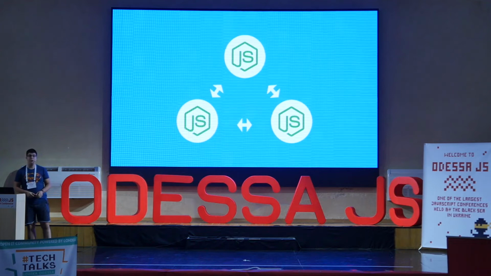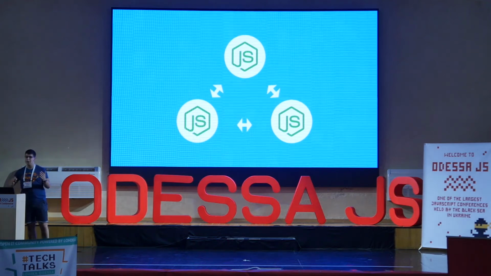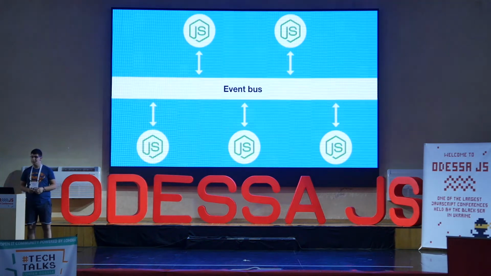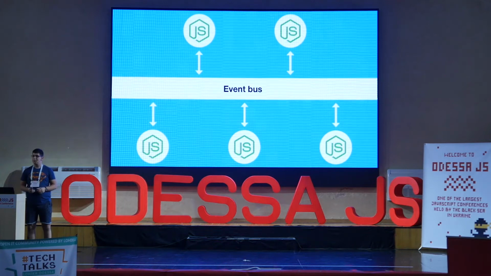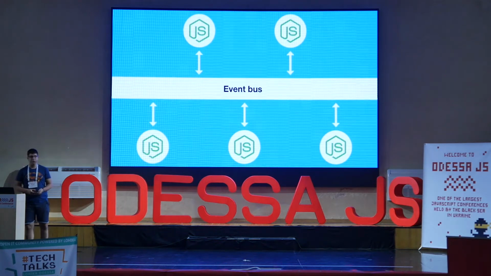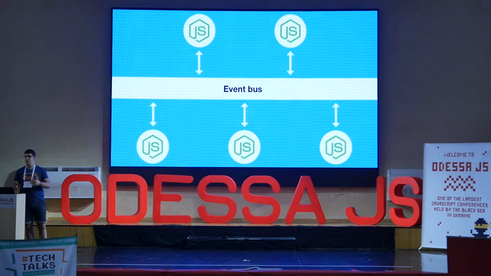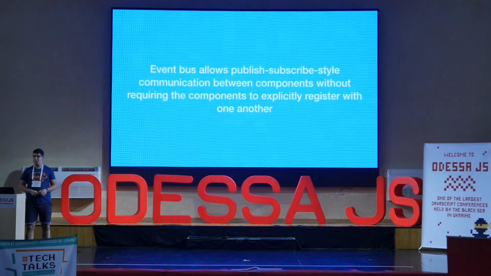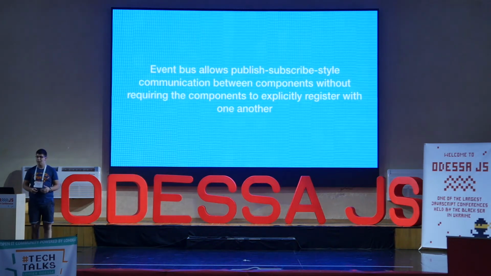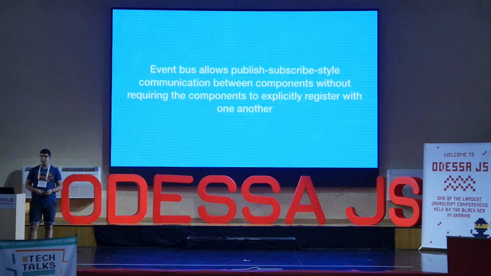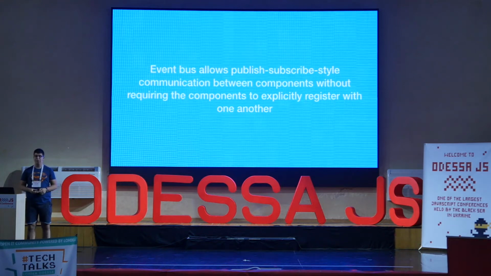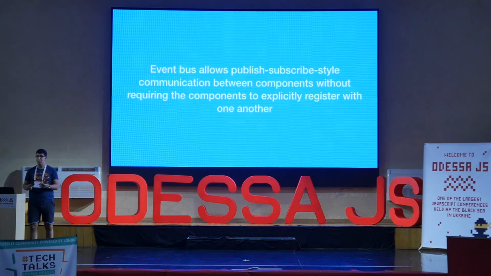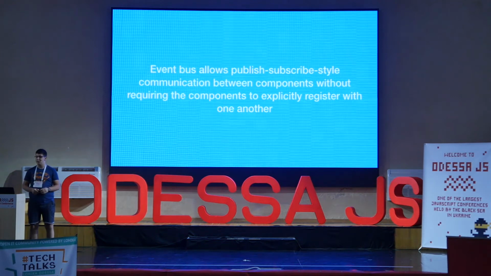Those are 3 Node.js services. They just communicate together and they create an app. And since we want to make them loosely coupled, so they don't need to explicitly register one with another, we are adding an event bus between them, so they can just exchange messages using some event bus service. And simply, an event bus allows us to have that publish-subscribe style between the components without requiring them to explicitly register one with another. And that's exactly what we want for our microservices.